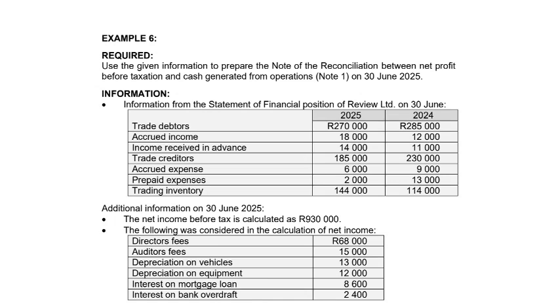Additional information on 30 June 2025. The net income before tax is calculated as 930,000 Rand. The following was considered in the calculation of net income: directors' fees, audit fees, depreciation on vehicles, depreciation on equipment, interest on the mortgage loan, and interest on the bank overdraft.